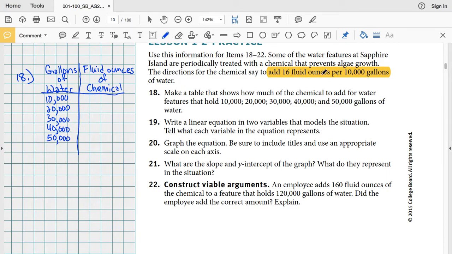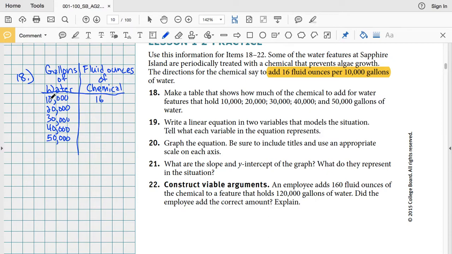All right, and they tell us right here, well, for every 10,000 gallons of water, we're going to add 16 fluid ounces of chemical. So right here, first thing, we have 10,000. Well, that would take 16 fluid ounces of chemical, right? Okay, and next up, so we have 20,000. Well, we're just going to double it, right? Another 16. We're not doubling. I guess we are doubling it, but the trend is going up by 10,000, not by doubling.